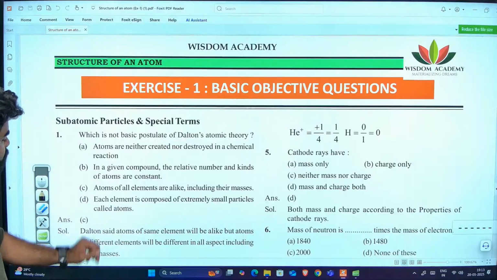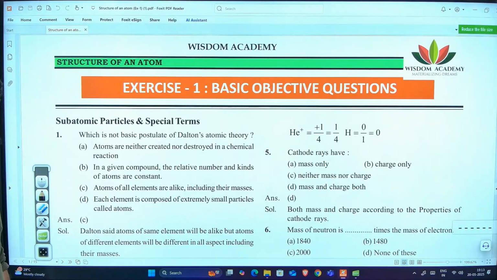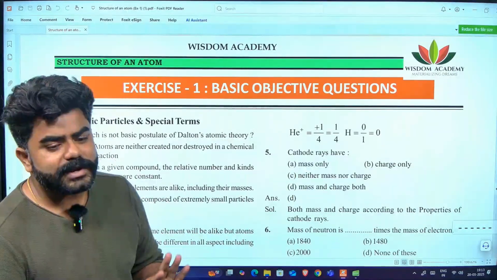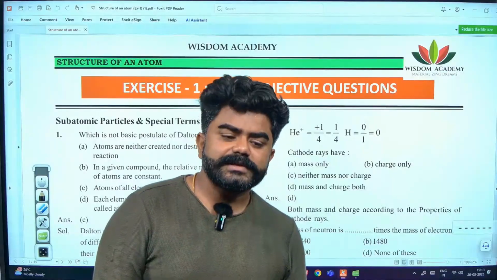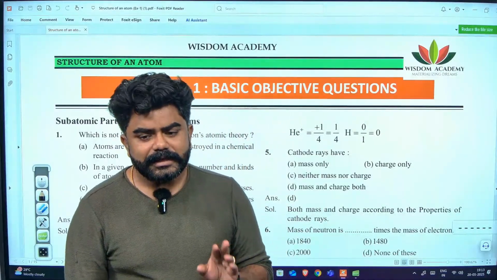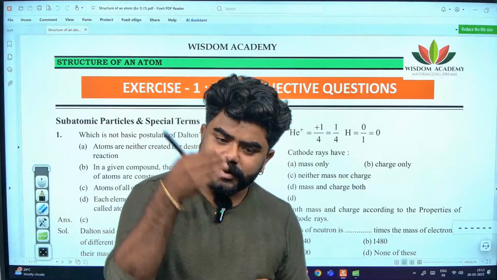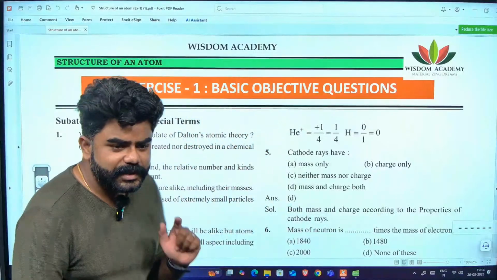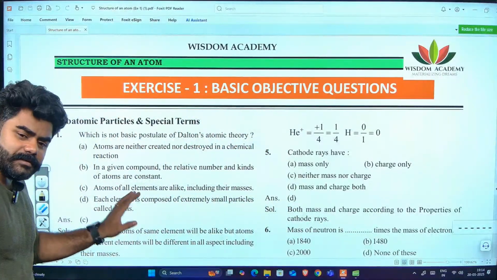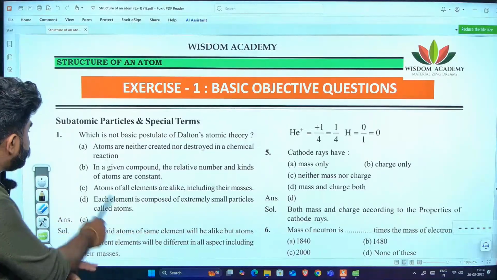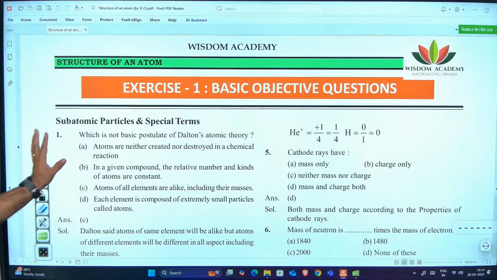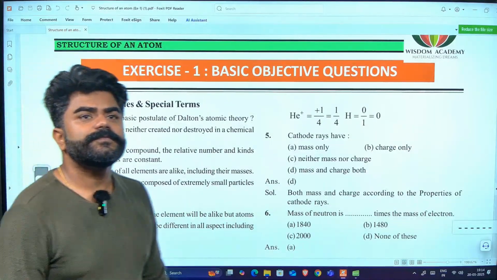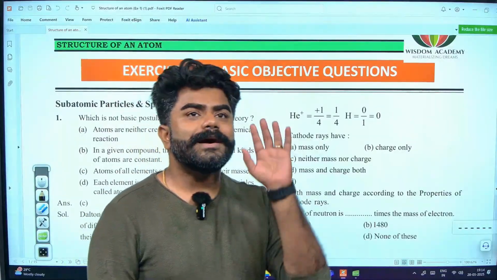Look at D, each element is composed of extremely small particles called atoms. That was true until Dalton said that an atom cannot be further divided into subatomic particles, right? But after that it was proved to be wrong. Later they discovered subatomic particles, protons, electrons, neutrons. So this is also a postulate of Dalton. So only C is the statement which is not a basic postulate of Dalton's theory. Understood all of you? Yeah, so I want you to understand the reason.